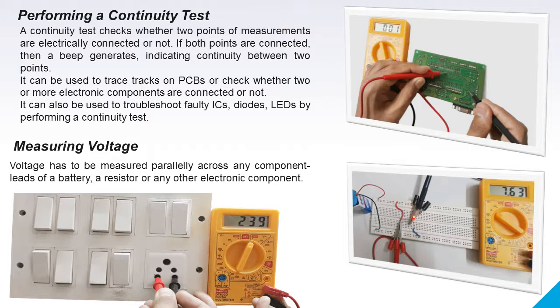You can check on the PCB also. If you want to measure the voltage across this LED or across the resistor, just take two probes and put them parallel to that resistor's points, and you can see the voltage across it.